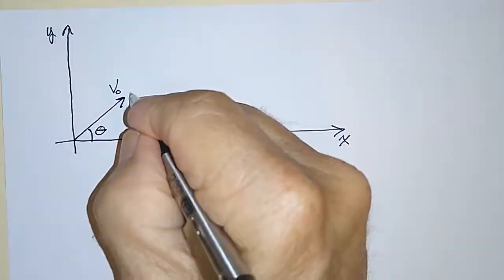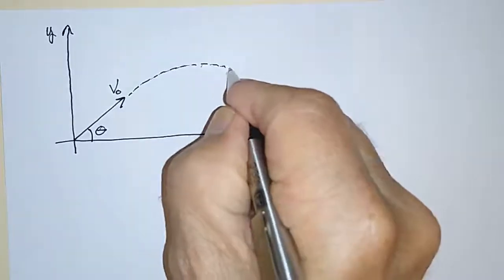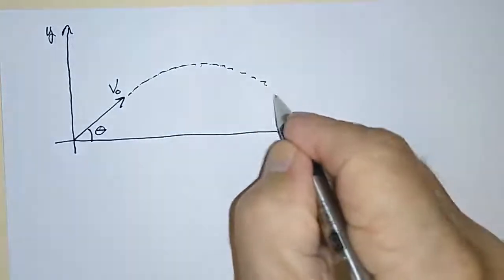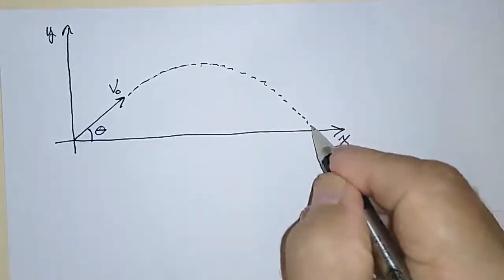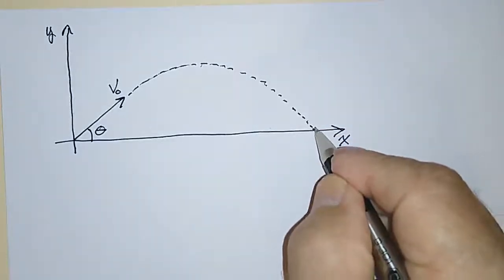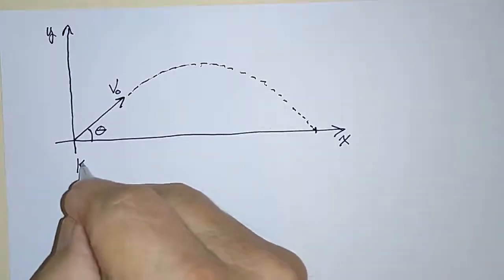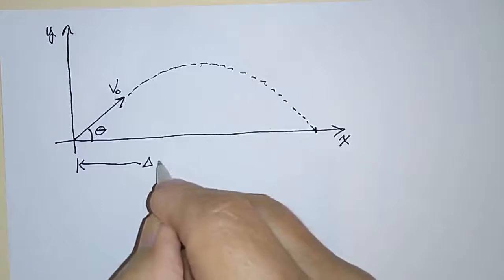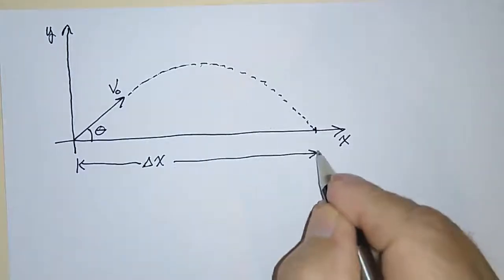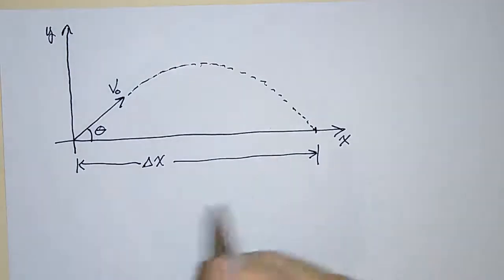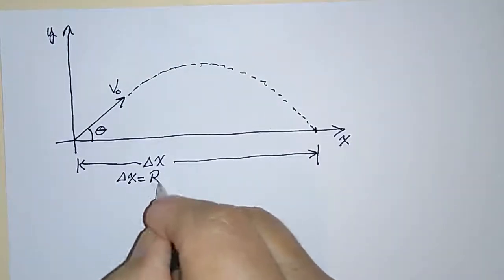And we know what happens is that the projectile makes a trajectory something like this, and it ends up coming down over here at the same altitude from which it departed, at some distance delta x away from the origin. That's what we want to find. That's called the range of the projectile. Say that delta x is equal to R, the range.